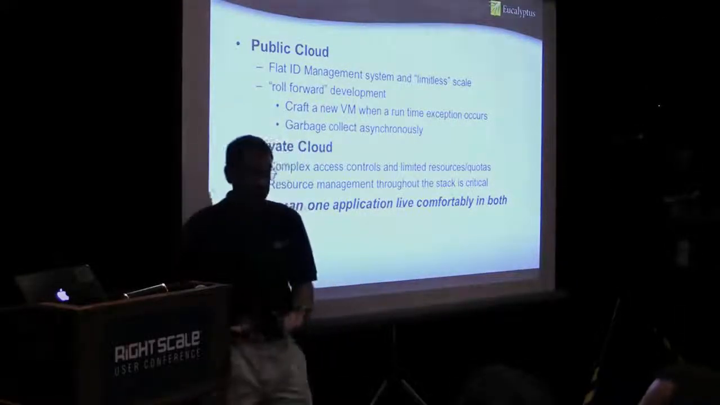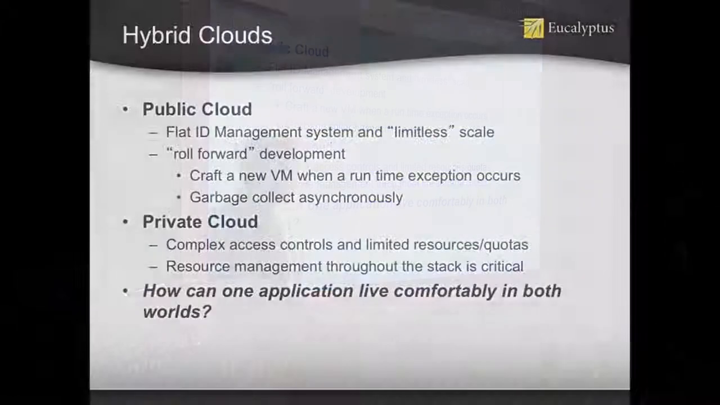You have to code for this. It's very stateless. But once you've coded for it, you use this model of always acquiring something new, and then you garbage collect what you don't need. That works great in a public cloud. You're limited to 20 instances by default in Amazon. Within that 20 instance limit, you're free to expand and contract at will, and if you can code to this model, it's wonderful.